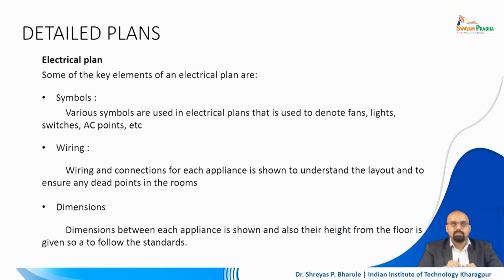Next, the dimensions. Dimensions between each appliance are to be shown, along with the height from the floor where it will be kept. This needs to follow the standards provided. For example, in the case of an air cooler or a water cooler, say a school complex is being designed, the water cooler height is always mentioned inside the water cooler manual, which is the manufacturer's instruction. That is to be followed. If it is not followed, then the water cooler may get damaged, and the person who has bought that water cooler will be at a big loss.